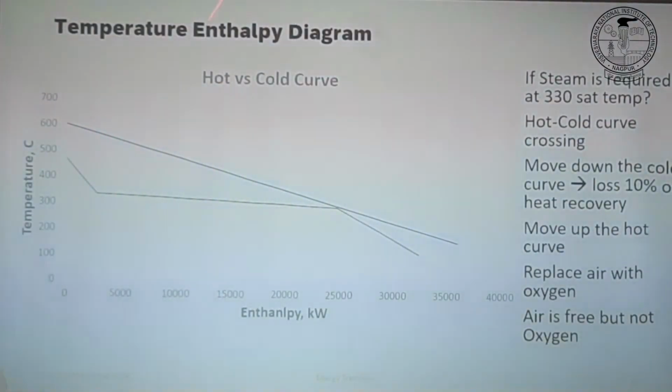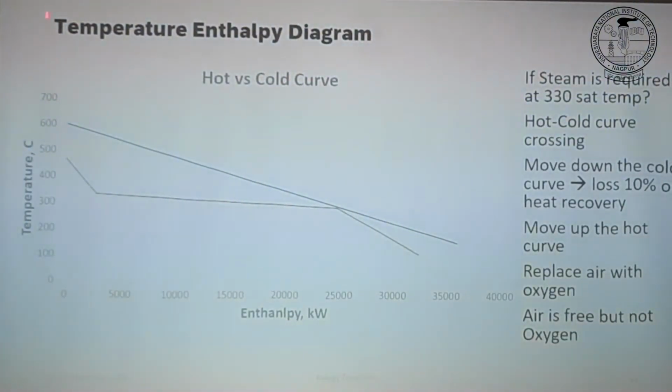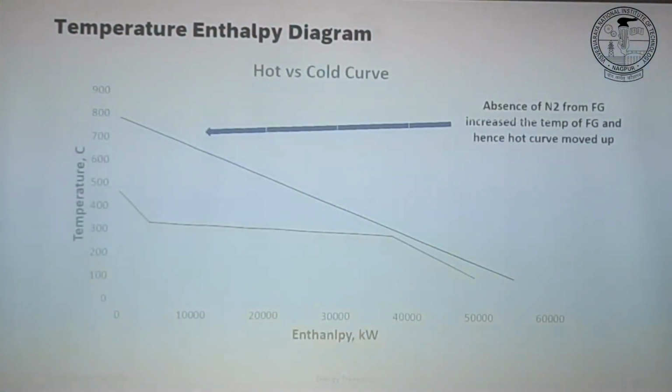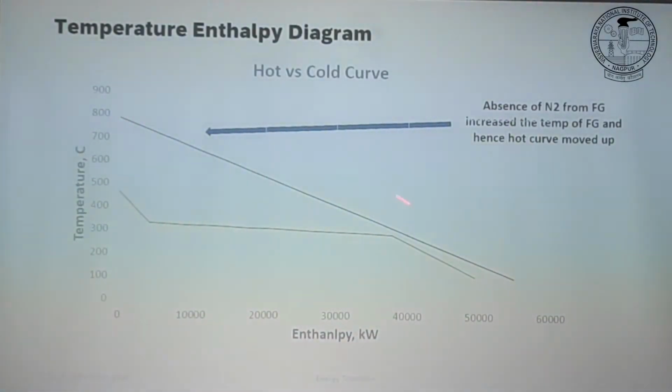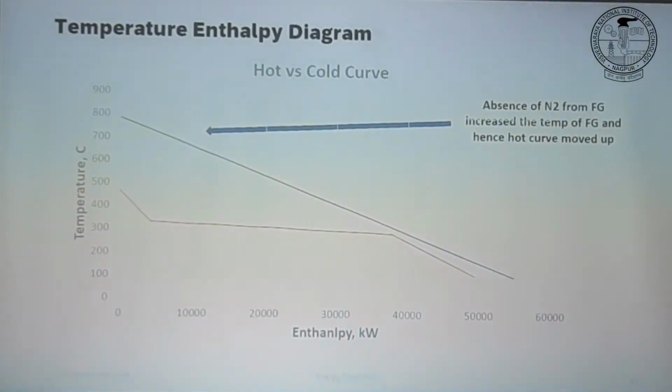That means if I start using oxygen instead of air, this temperature will go somewhere here. But it will end up here, right? But this curve will, let's say, move a little bit up. So instead of air, if I use oxygen, I move this temperature up. Now I'm somewhere here. Right? So that's another way to optimize it. So you still don't have any temperature cross, and we have 330 degree saturated steam.